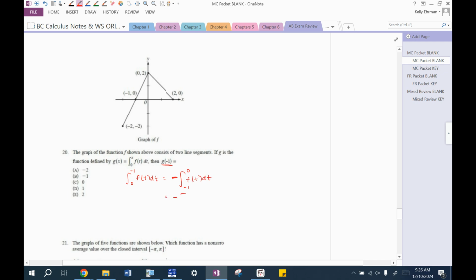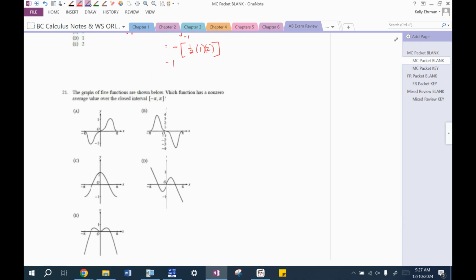So negative, and then what is this area from negative 1 to 0? It's a positive area. It's 1/2 the base, which is 1, times the height, which is 2. So that positive area is going to become negative because of the negative that I put out in front. So that's an area of negative 1. So I got B.